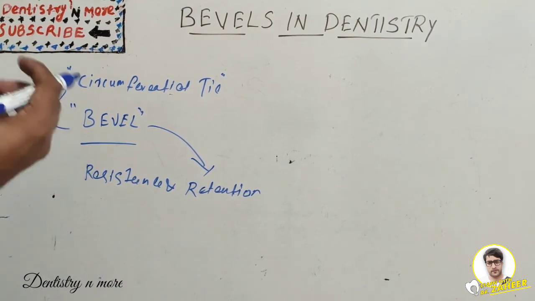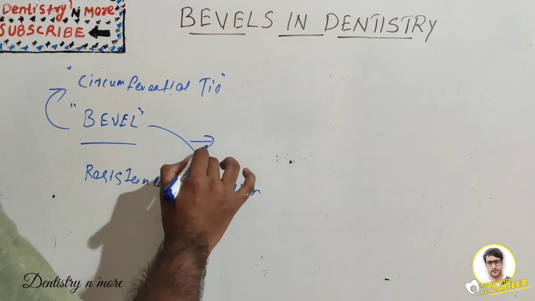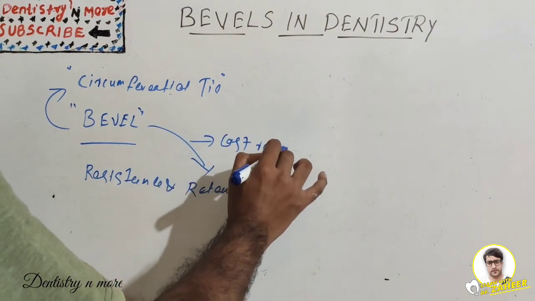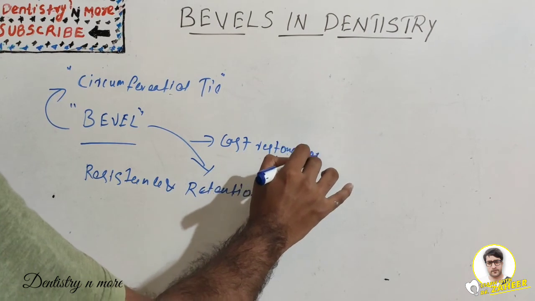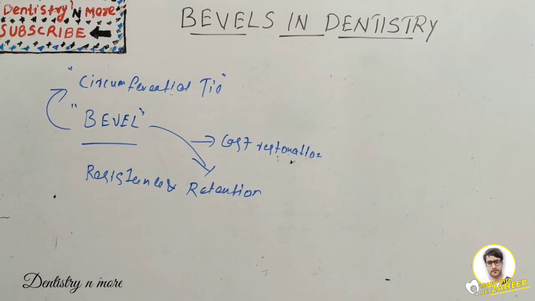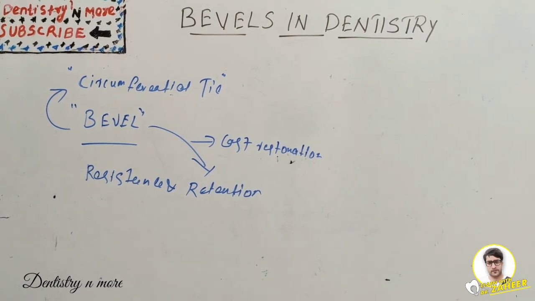As it increases the possibility of a direct retentive frictional component between the casting and the tooth, on the cast restoration it becomes a major retentive factor. So this makes it possible to decrease or eliminate the cement line by bringing the cast alloy closer to the tooth surface. Now we'll move on to the main topic, that is types of bevels.